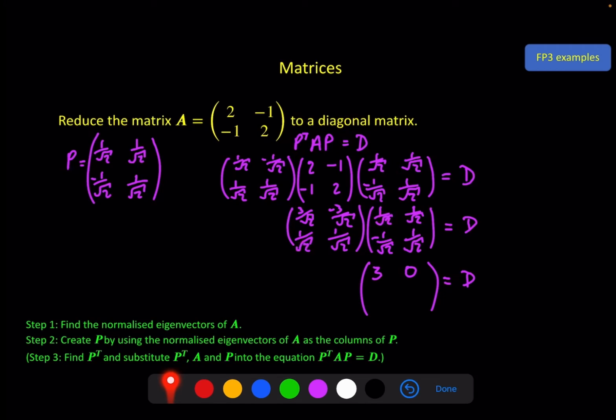1 over root 2 times 1 over root 2 is 1 over 2, minus 1 over 2, that's a 0, good. And the last one, 1 over 2 plus 1 over 2 is 2 over 2, 2 over 2 is 1. So here is my diagonal matrix associated with A, and here is my orthogonal matrix associated with A, and I can tell you that for sure because they satisfy this equation.